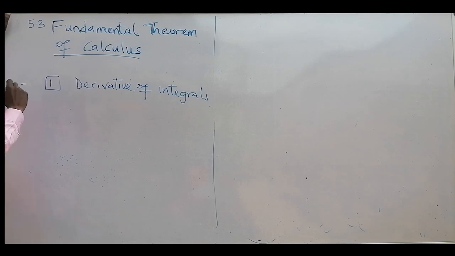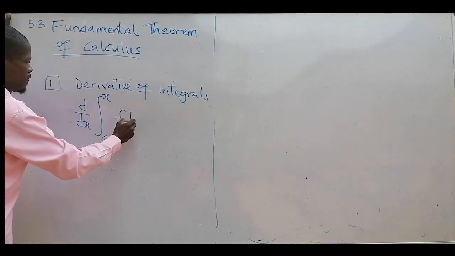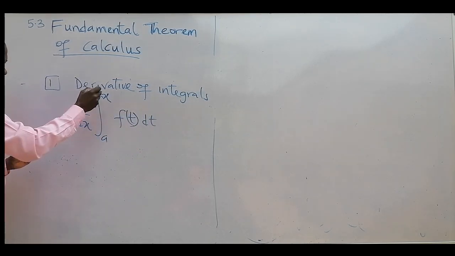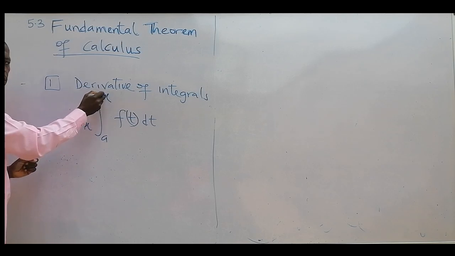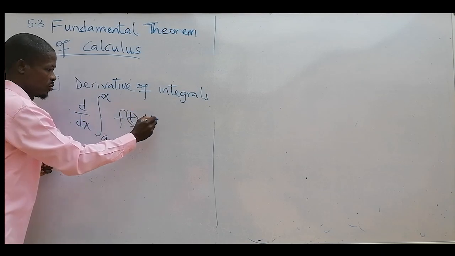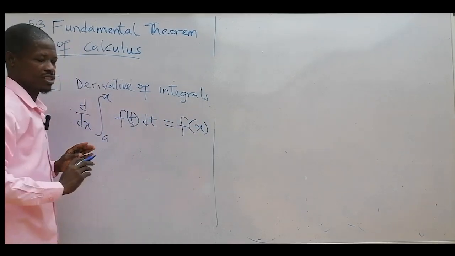What this one is saying is that we have d/dx of the integral of f of t dt. The condition is that the variable here must be the same thing. This is x, this is x. So it is equal to what? You substitute this one into this place, and that would be f of x.